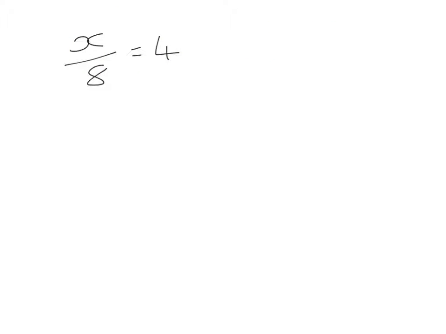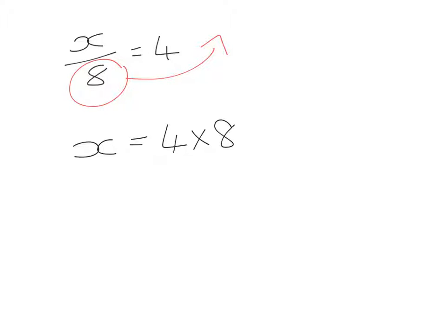This line in a fraction, remember, means divide. So this is saying x divided by 8 is 4. So the opposite job, if I bring the 8 over, is to multiply. So x equals 4 times 8. X equals 32.